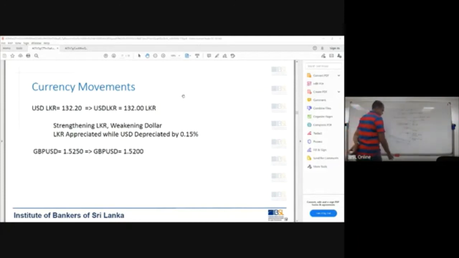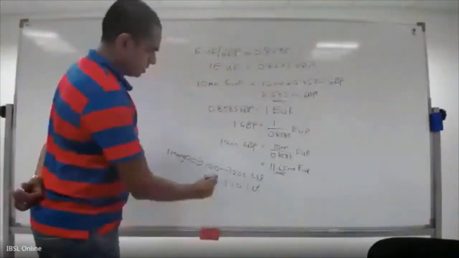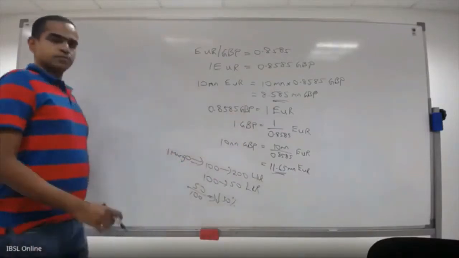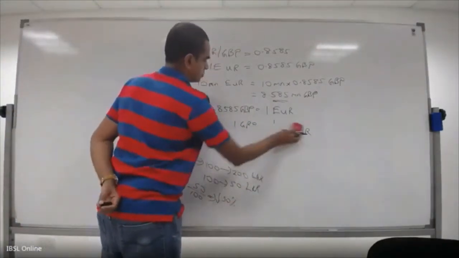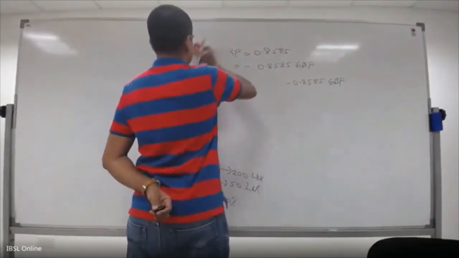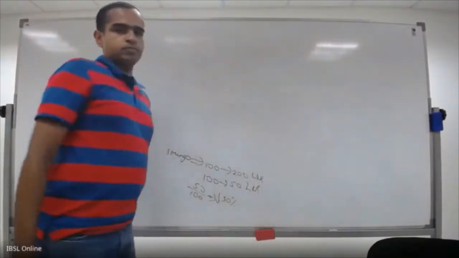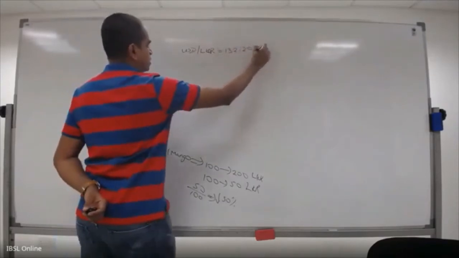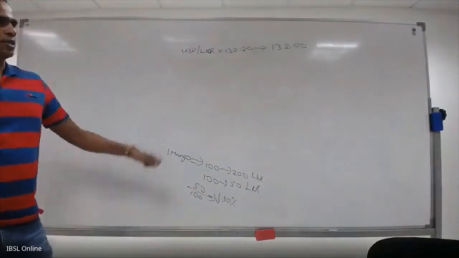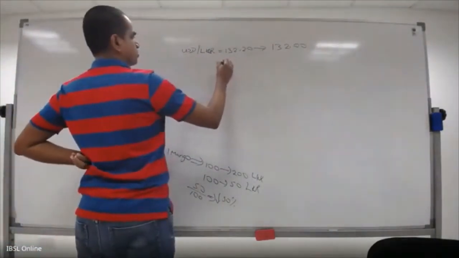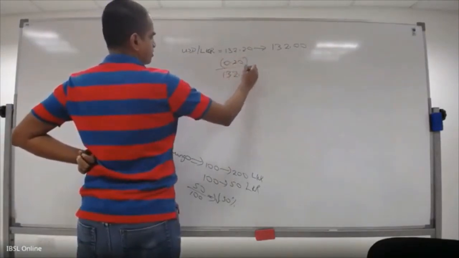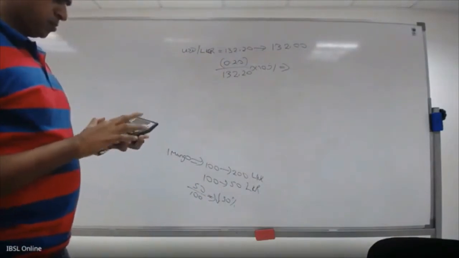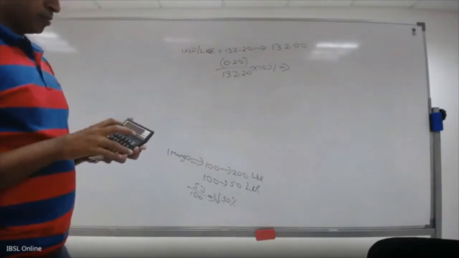By what percentage? In this case, it has dropped by 50 rupees, started at 100, so it's down 50%. And likewise, from 132.20, it goes to 132. That means the base currency, the dollar, has weakened. Percentage, it's down 20%. Start at 132.20. Percentage drop: 0.15%.